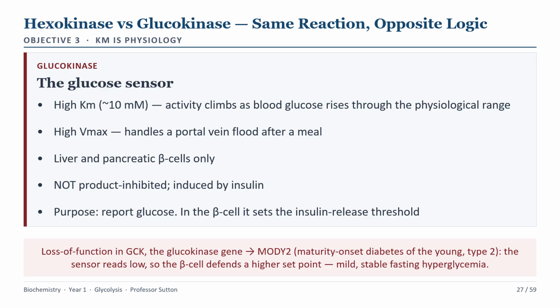Okay, now let's look at glucokinase. It has a high Km, approximately 10 millimolar, which is right in the middle of the physiological range that blood glucose actually travels through. High Vmax, so it can handle the flood of glucose arriving in the portal vein after a meal. It is found only in the liver and pancreatic beta cells. It is not inhibited by glucose 6-phosphate. It is induced by insulin over hours. Its job is not to feed a cell. It is to report glucose. It's the glucose sensor.